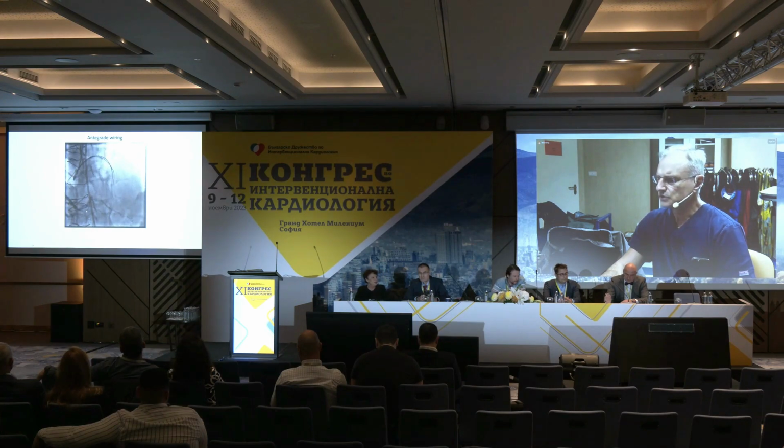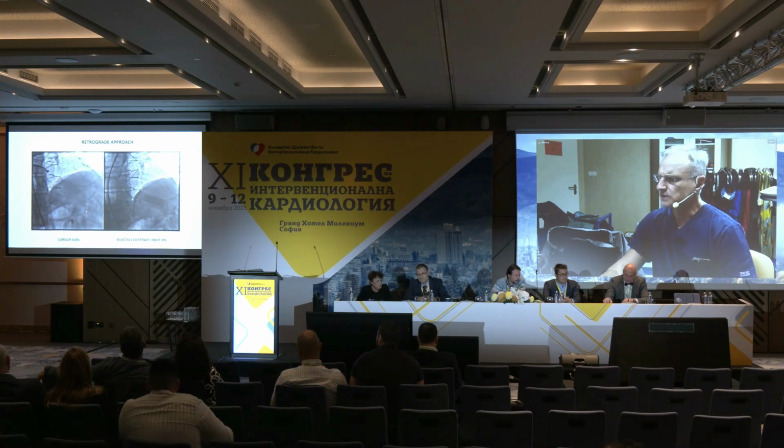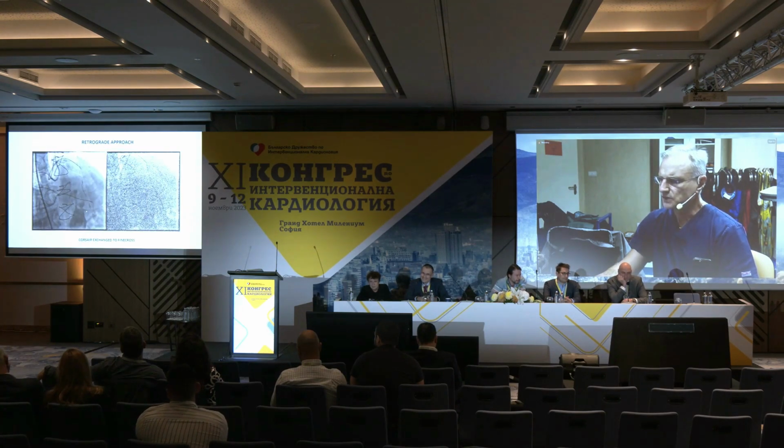Anyway, and then you see here that the parallel wire technique has failed in this case also. So what we did is that we went through the vein graft and the right coronary artery retrograde in this case, through this epicardial collateral to the distal LAD.